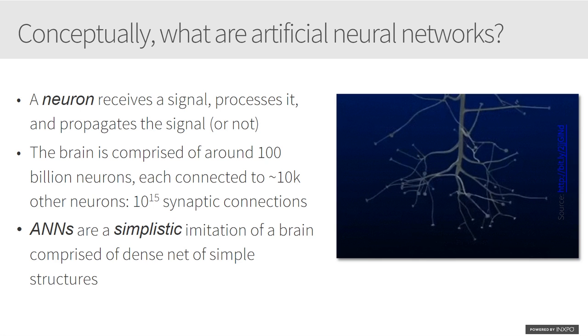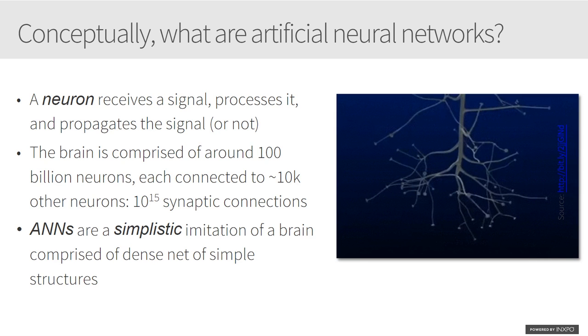Okay, and conceptually, if we talk about what a neural network is first, let's talk about a neuron. And the neuron, from a biological sense, receives a signal, processes it, and propagates that signal, or maybe it doesn't. The brain's comprised of around 100 billion neurons. And so there's a lot of network connections going from each neuron to each other, okay? That makes up the brain.